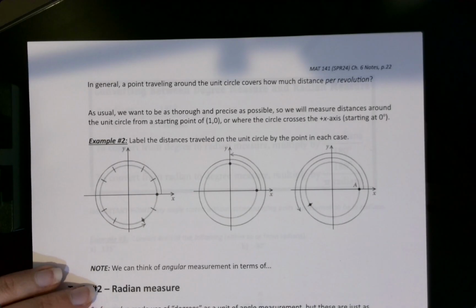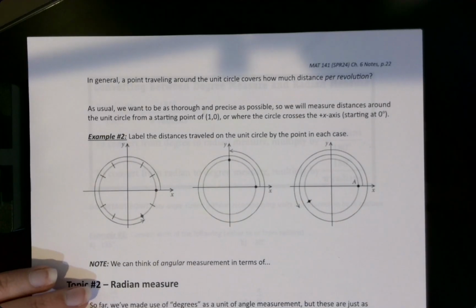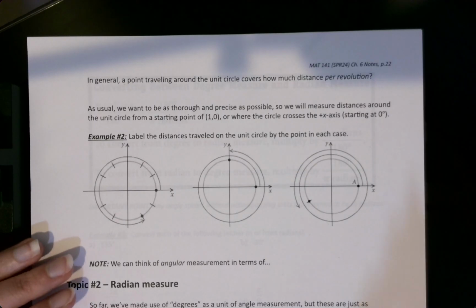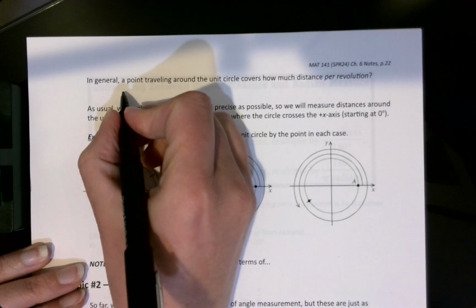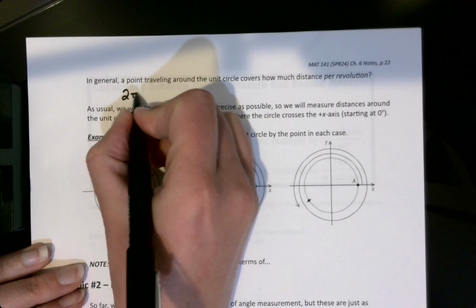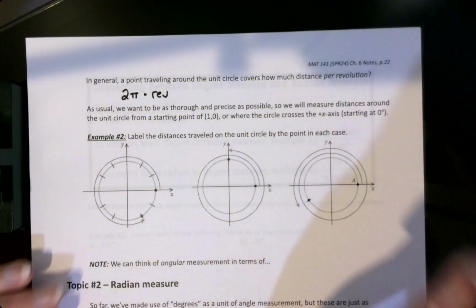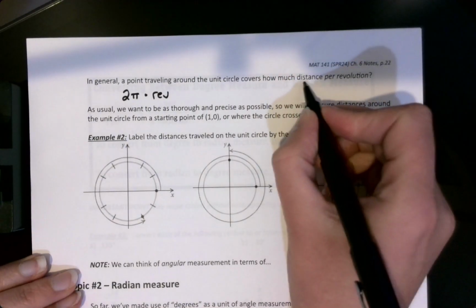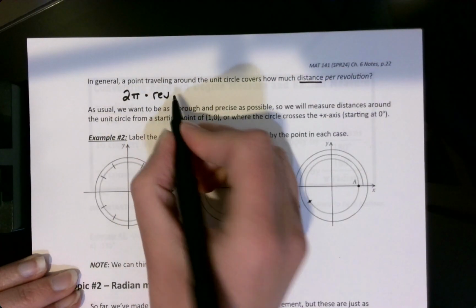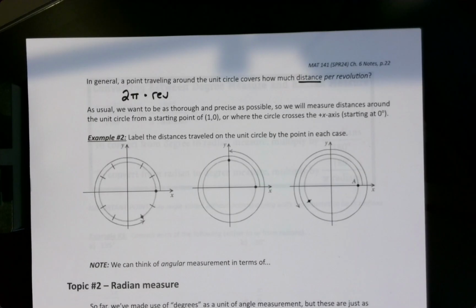In general, a point traveling around the unit circle covers how much distance per revolution? It's going to cover 2 pi distance times the number of revolutions. That's what we were doing on the previous page. 2 pi for one full revolution, 2 pi times 2 or 4 pi for 2 revolutions, or times 1/4 for 1/4 of a revolution, and so on.